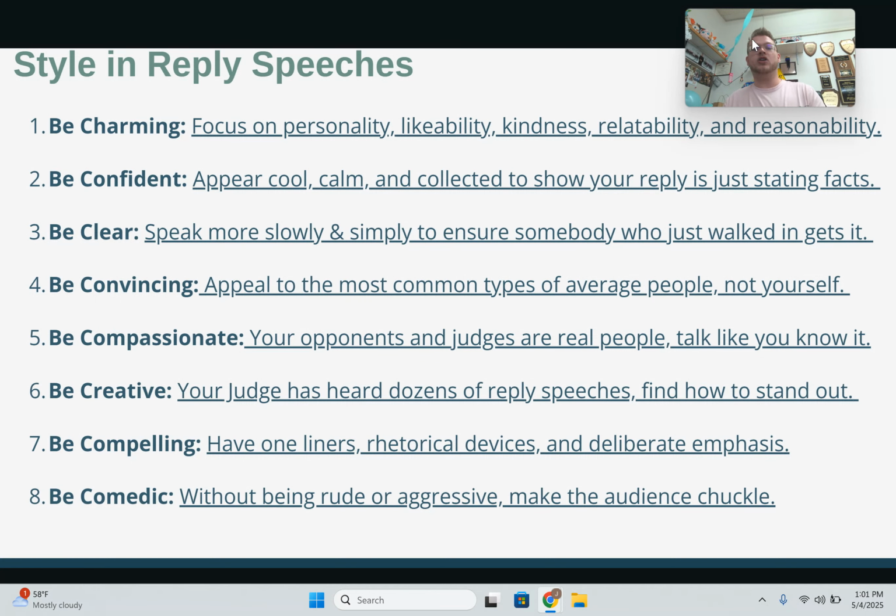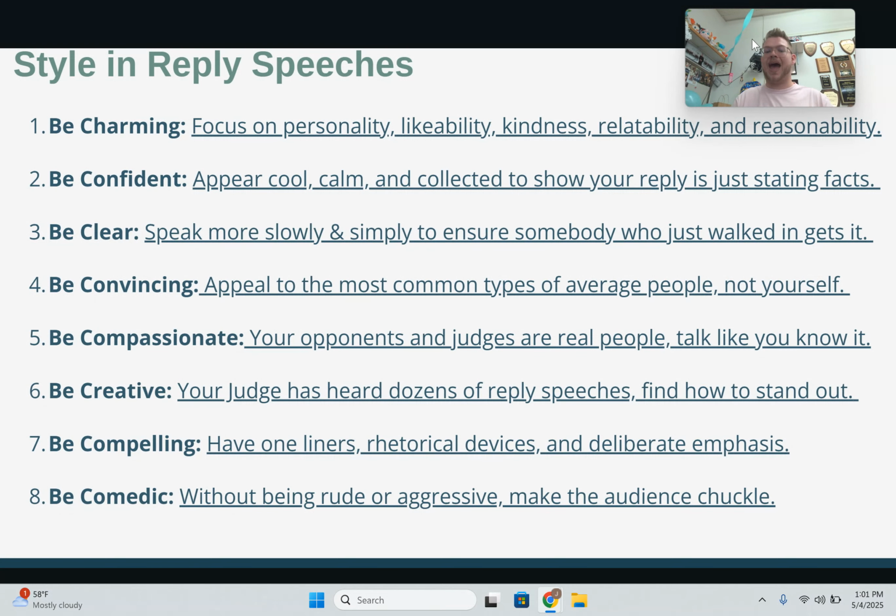Third, be clear. You need to speak more slowly and simply than the previous speeches did to ensure that even someone who just walked into the room right before your speech gets what's going on. Fourth, you need to be convincing. Appeal to the most common types of average people, not yourself as the judge. How would the majority of regular people or regular people from different walks of life be convinced and convince them? Not like the typical teenager in the audience.